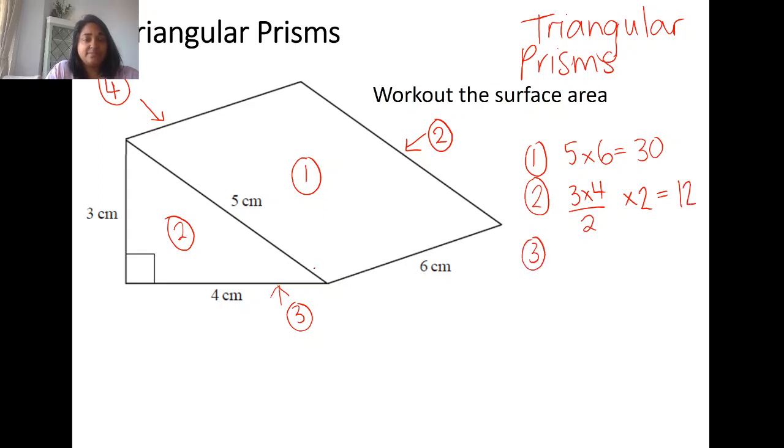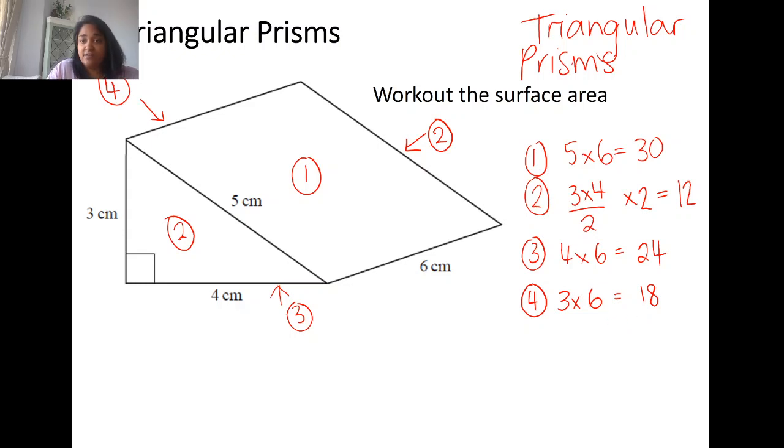My third base panel, that's going to have the dimensions of 4 and this dimension of 6. So 4 times 6 gives me my 24. And that back panel over here, panel 4, the dimensions are going to be this 3 centimetre for its height and then the length of 6 centimetres. So 3 by 6 is 18.